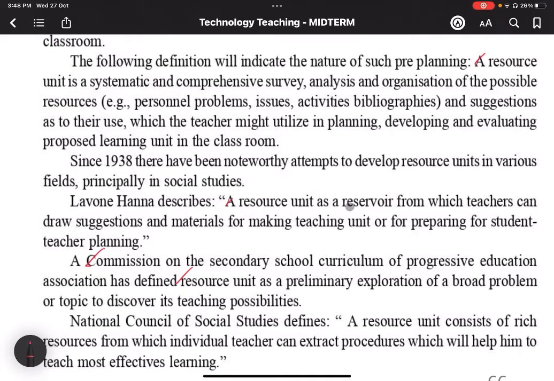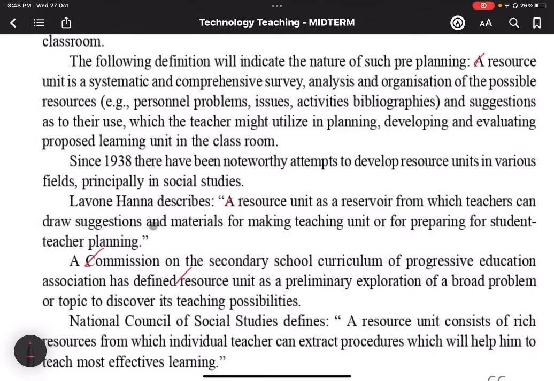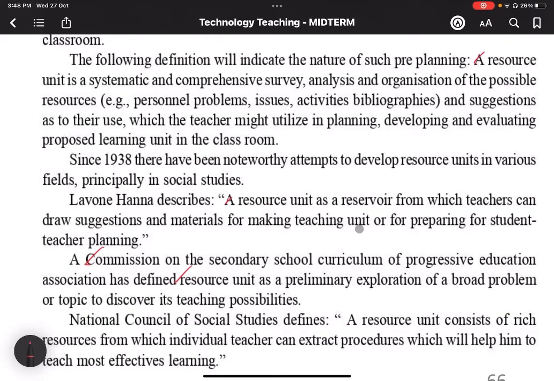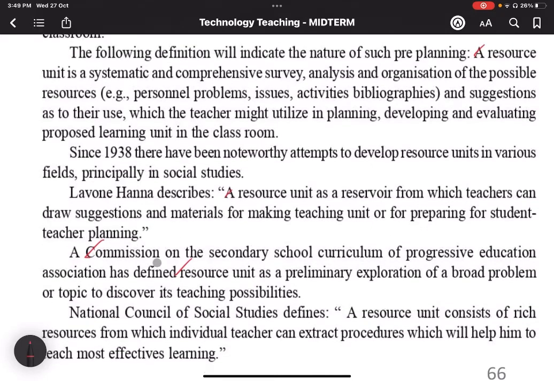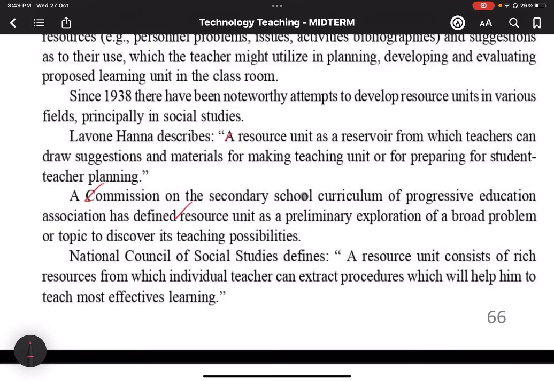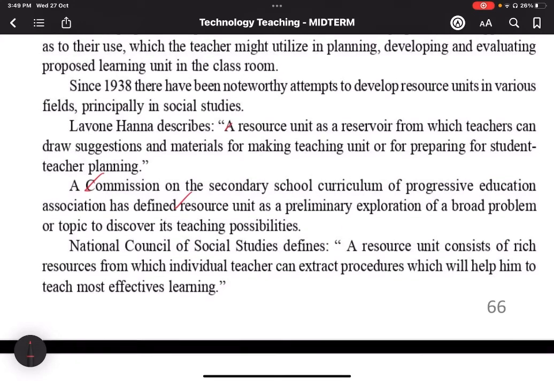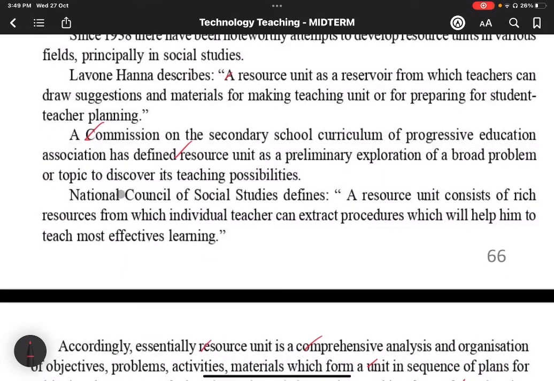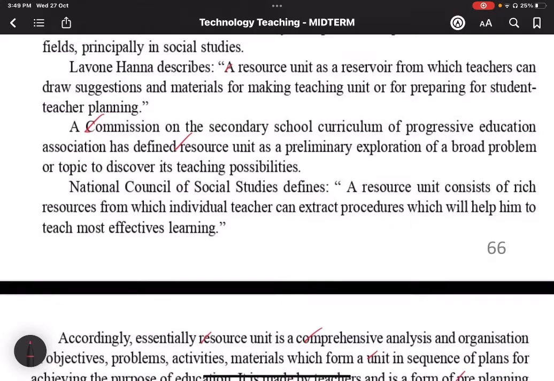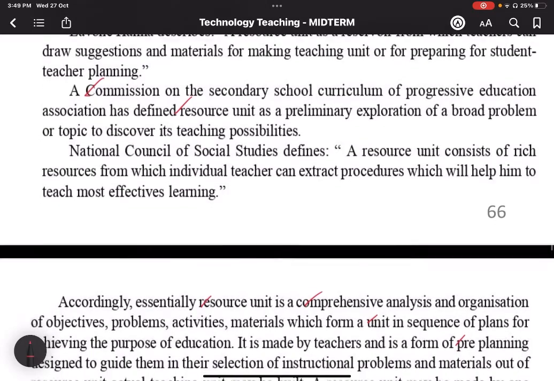Lavonana defines resource unit as a reservoir from which teachers can draw suggestions and materials for making a teaching unit or for preparing student teacher planning. No? The Commission on Secondary School Curriculum, Progressive Education Association has defined resource unit as a preliminary exploration of a broad problem or topic to discover its teaching possibilities. And according to the National Council of Social Studies naman, it defines the resource unit as consisting of rich resources from which an individual teacher can instruct procedures which will help him to teach most effective learning.